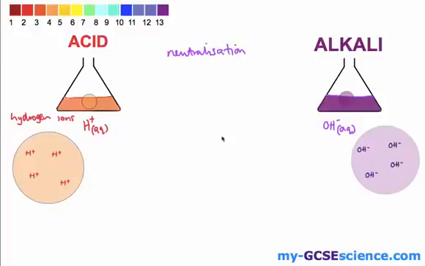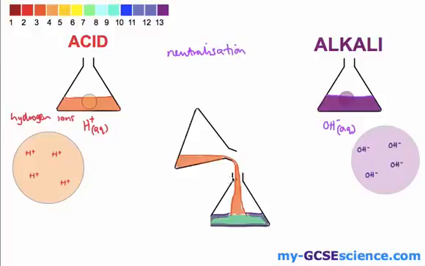How does that exactly work? Well, you have to very carefully mix the acid and the alkali together. In this diagram it looks like I've just sloshed it all in, but you have to be a bit more careful than that, because the point at which it's neutral is a very delicate point, and you have to add the acid or the alkali very carefully.